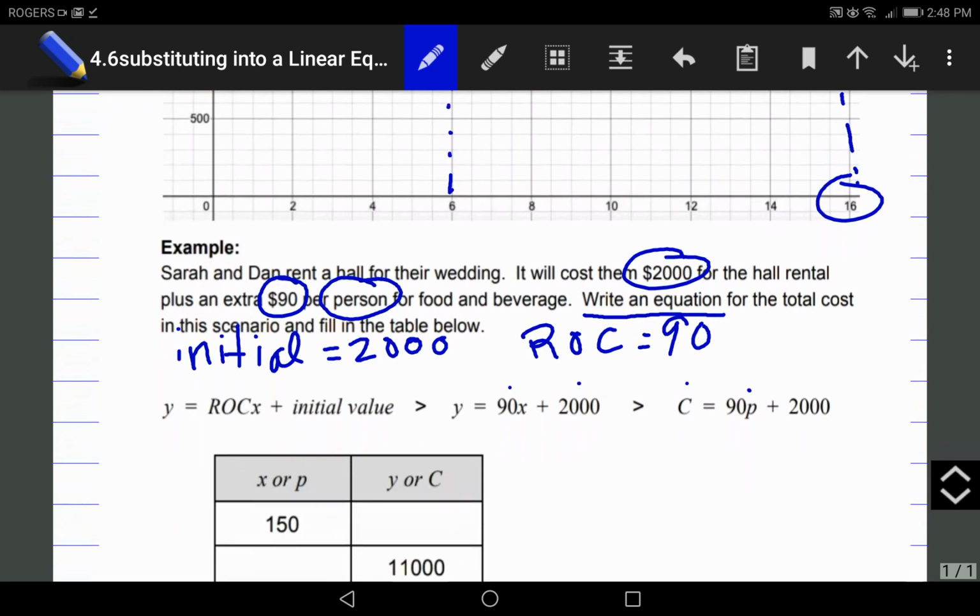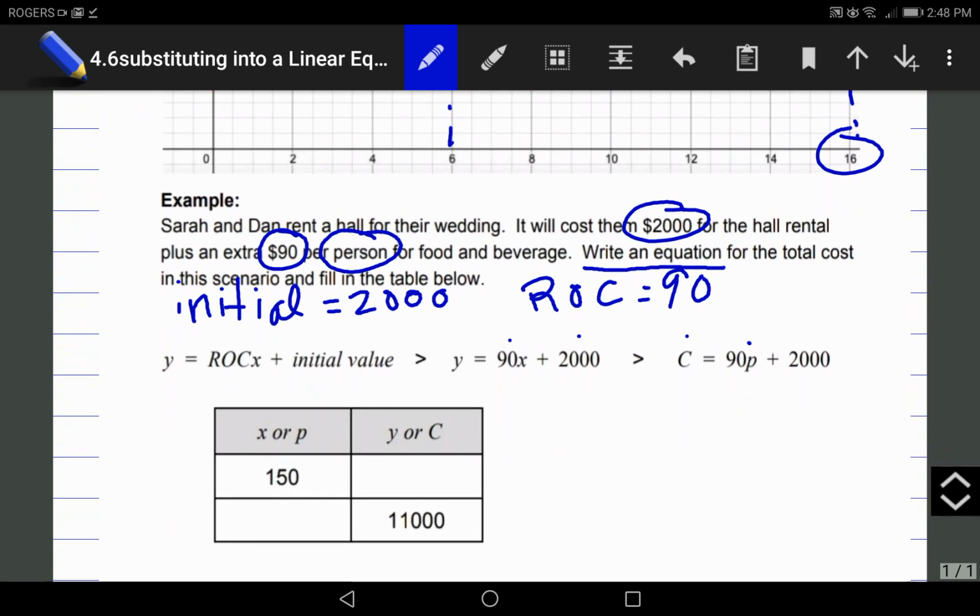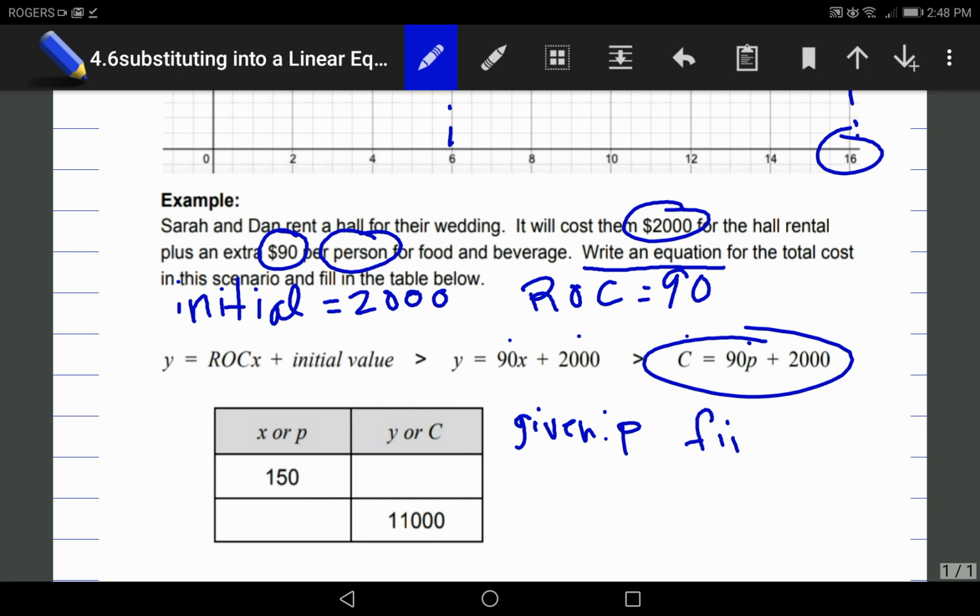Now it says that we need to fill in this table. Okay, so let's fill in this table. In the first one, remember, we have the equation right here. Okay, so in this first row, what are we given? We are given P, and we need to find C.